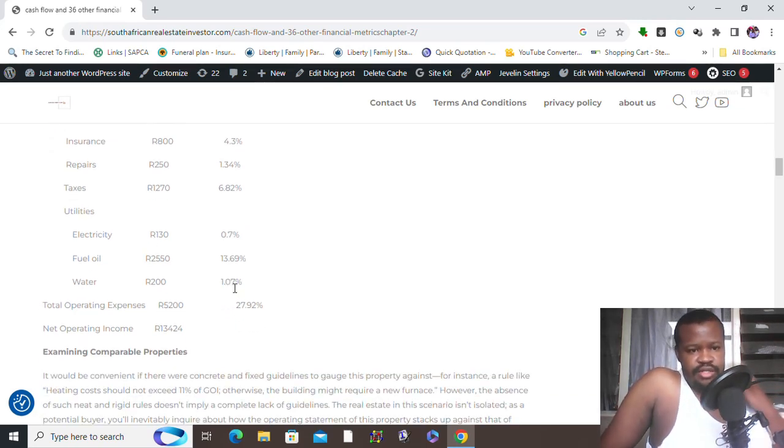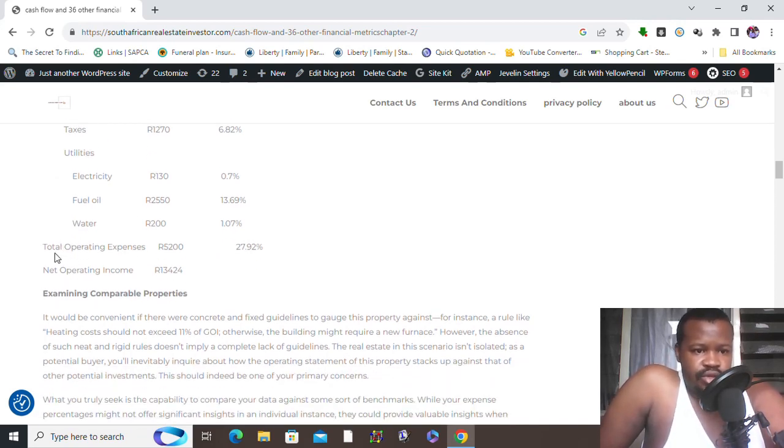Fuel oil is 2,550, which is 13.69%. Water, which is 200 Rand, which is 1.07%, where the total operating expenses of 5,200 is amounting to 27.92%, and the net operating income 13,424.